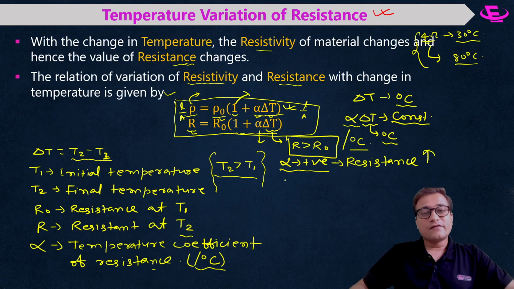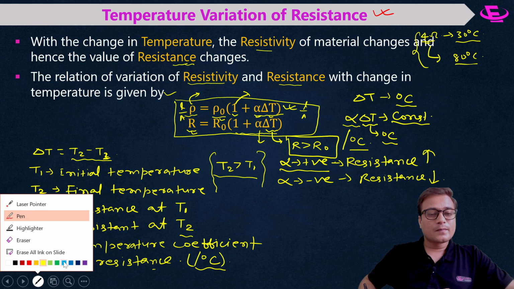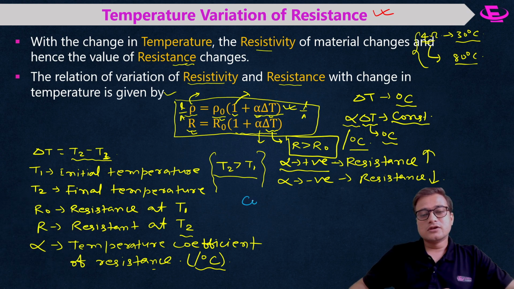Now in the case if alpha is negative, then resistance will decrease. Now what about the conductor? If you have a conductor, for a conductor alpha is positive.